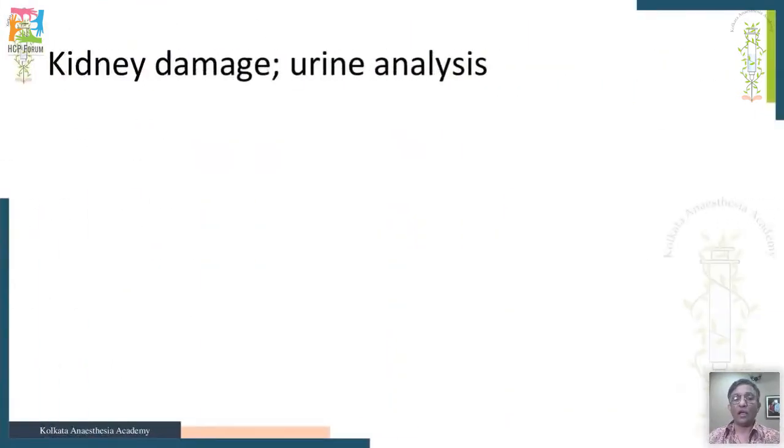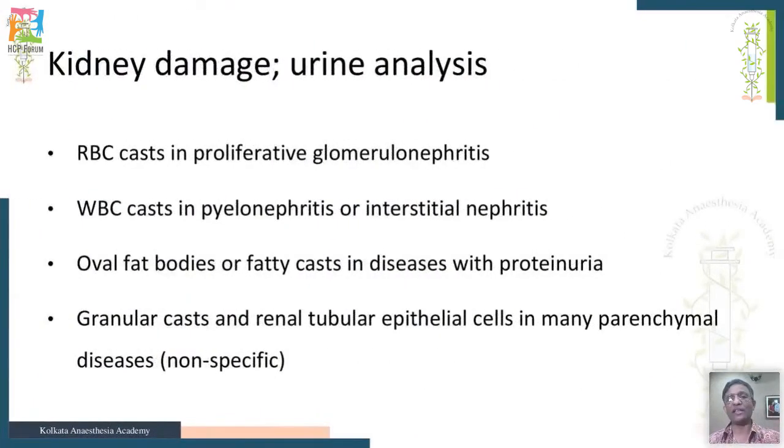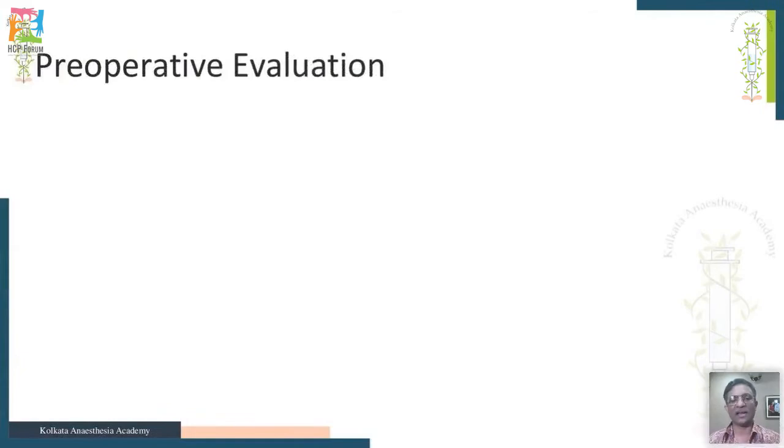Even in this day and age, the easiest way of diagnosing the type of kidney problem or the pathophysiology is by looking at the urine. RBC casts, WBC casts, fat bodies, or granular casts give you a clue as to what pathophysiological changes are happening. So that was about definitions.